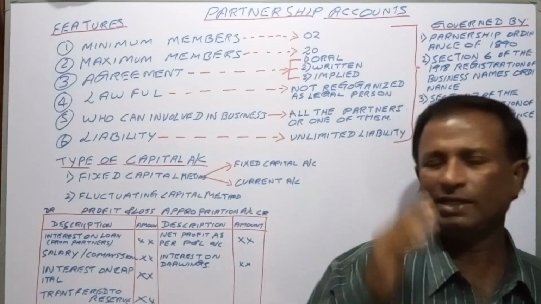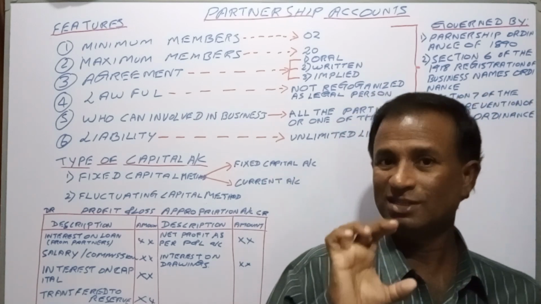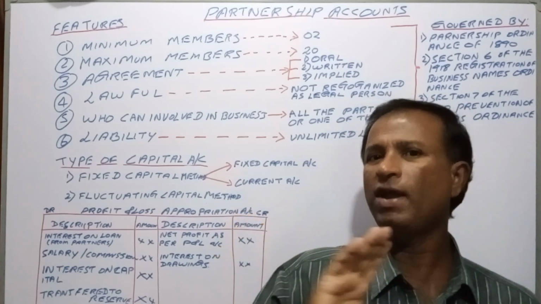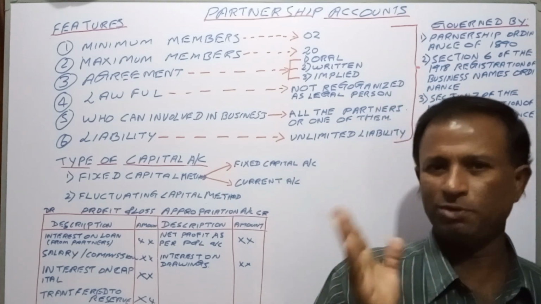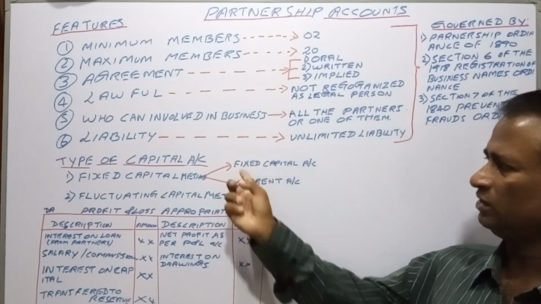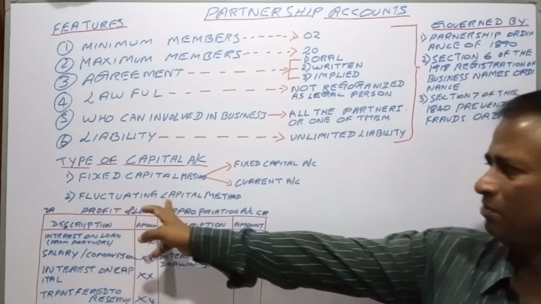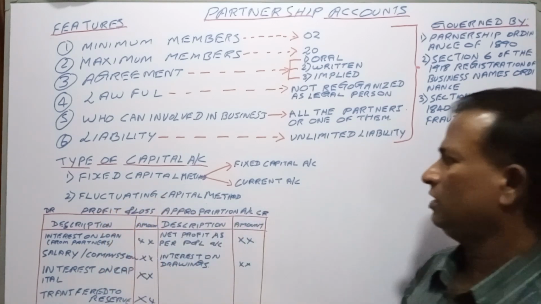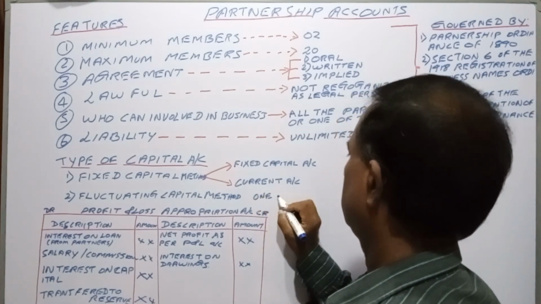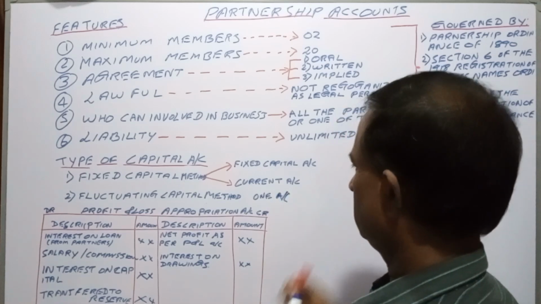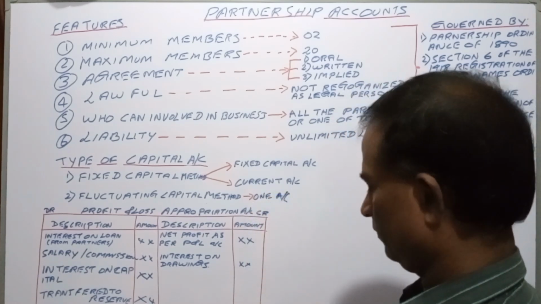Under the fixed capital method you will maintain two accounts. One is the capital account, which will be fixed, it won't vary. Number two is the partners' current account. Under the fluctuating capital method we will maintain only one account, that is the capital account only.